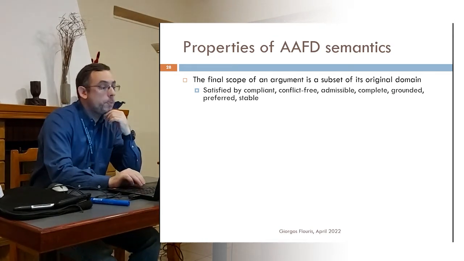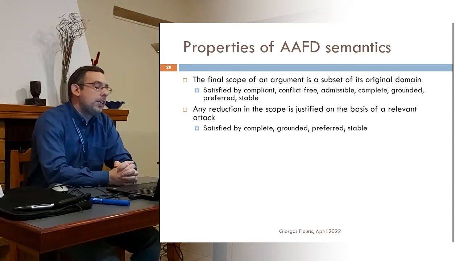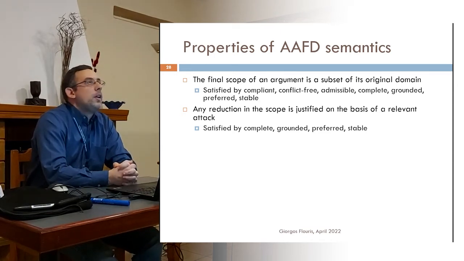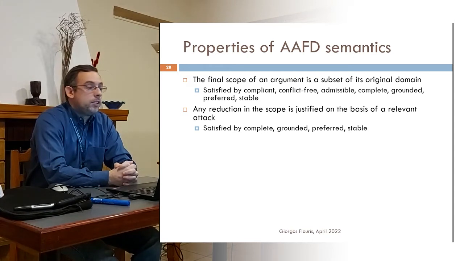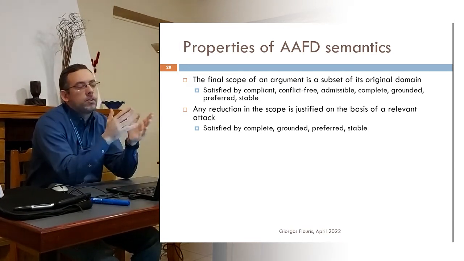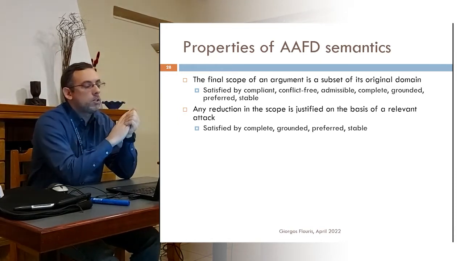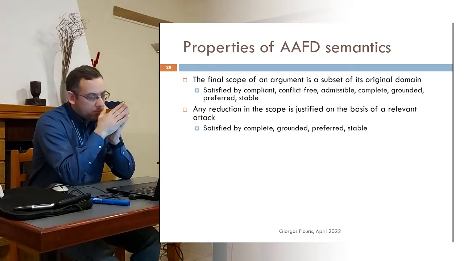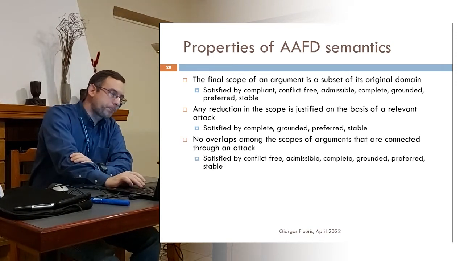types of scopes. The second one is that any reduction in the scope is justified on the basis of a relevant attack. This means that I cannot arbitrarily remove elements from the domain of an argument. I only do that when I have to, and this reminds me of the principle of minimal change that I mentioned in the first part of my talk. And this is not satisfied by some of the extensions that we define.